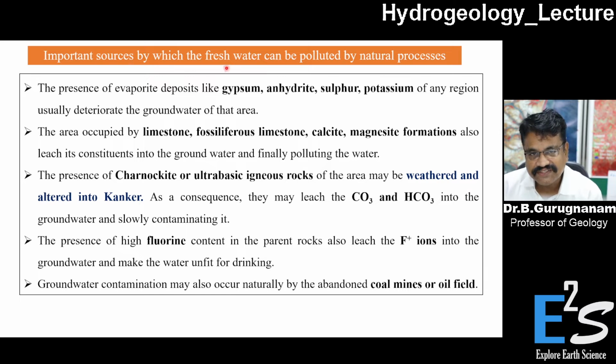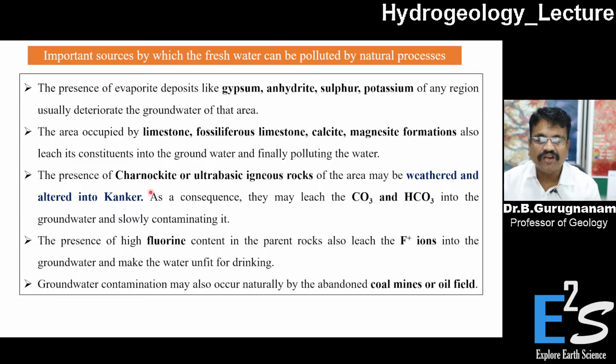Important sources by which fresh water can be polluted by natural processes are the presence of evaporite deposits. These are all the evaporite deposits: gypsum, anhydrite, sulfur, and potassium, which in any region usually deteriorate the quality of water. The area occupied by limestone, fossiliferous limestone, calcite, and magnesite formations also leaches its constituents into the groundwater, and finally pollution is the end result of it.